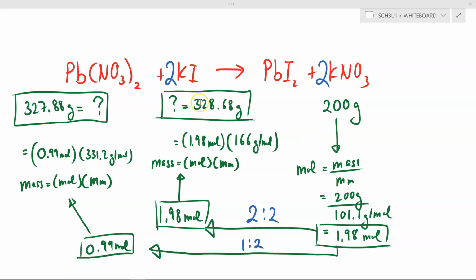Now, some students may ask, do I have to worry about limiting reagents here? The answer is no. You don't have to worry about who runs out first because neither of them runs out first. In order to make 200 grams, I've planned exactly how much I need of this and exactly how much I need of this, so they both equally get used up at the same time.